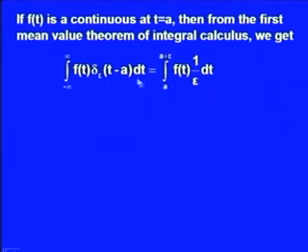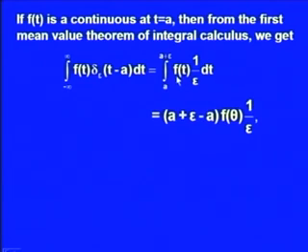So, this integral is equal to the integral over a to a plus epsilon of f(t) into 1 by epsilon dt. Now, let us use the mean value theorem here. If we assume that f is continuous at t equal to a, we can apply the mean value theorem of integral calculus, and then this will be equal to 1 by epsilon, which is a constant, we have put the constant out here, and then (a plus epsilon minus a) into the value of the function at some intermediate point theta.